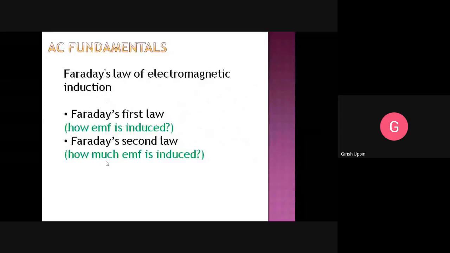This is just for the basics. Refer back to any physics book and you will come to know about Faraday's first law and second law. Just refresh those two laws, and we'll continue in the next class.